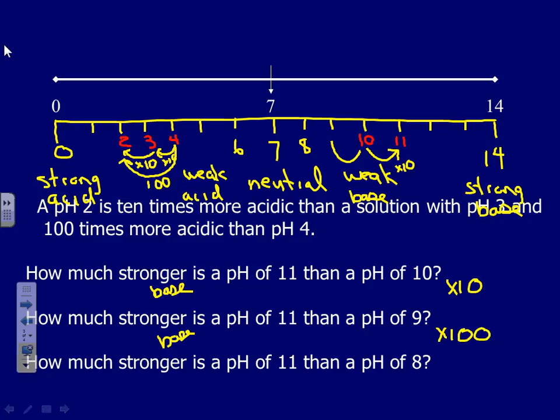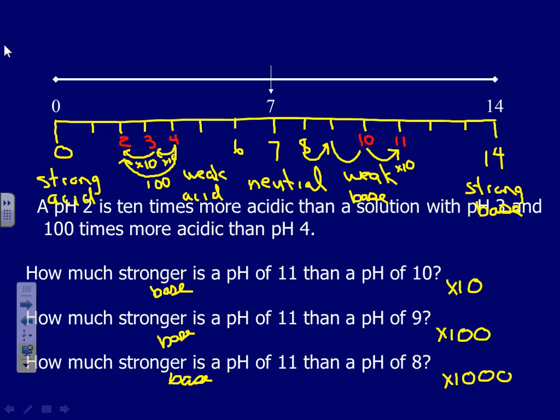How much stronger, again, we're talking about base here, is an 11 than an 8? So I'm at 8. I want to go to 11. How many times stronger is that 11 as a base than the 8? How many times stronger? Bailey, what do you think? 1,000. 10 times 10 times 10. 1,000 times. All right? 1,000. Okay? Yeah, just pile it up all right there. That's okay. All right? Okay with that?